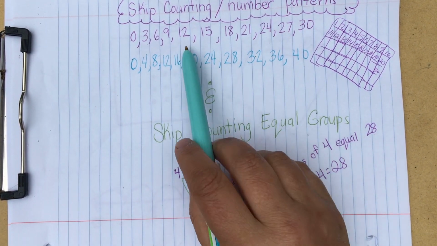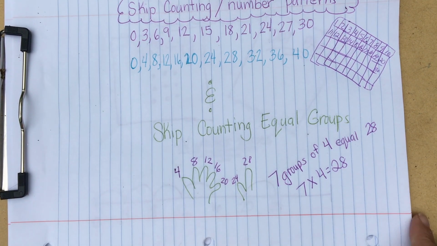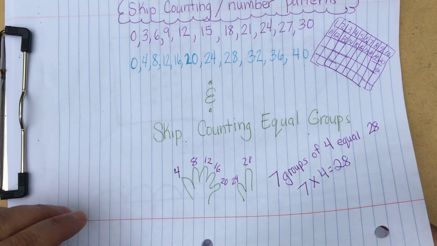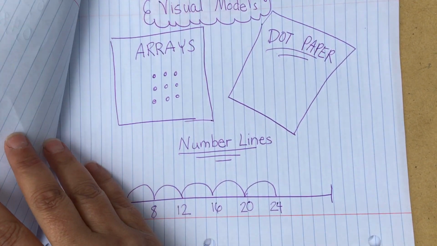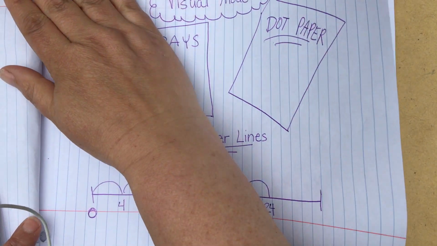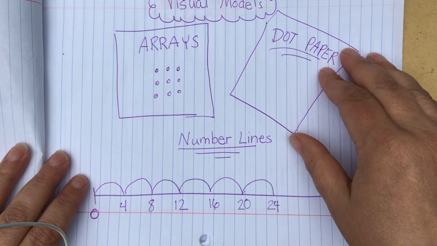So again, last week we worked on number patterns and skip counting, and then we even skip counted on our fingers to help us with our multiplication facts. One of the other things we worked on was visual models. Visual models are so important because they show how multiplication is different from addition.